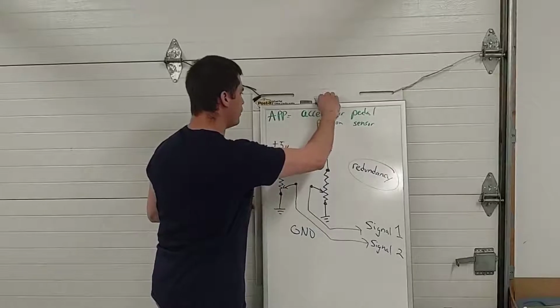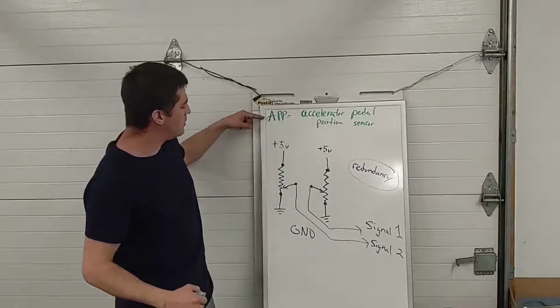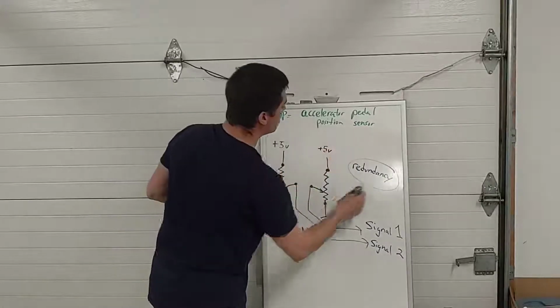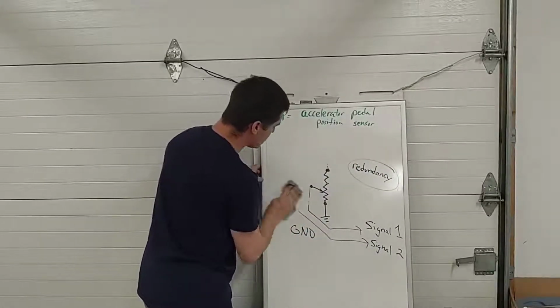Okay, so hopefully no questions on APP and TPS sensors. They're just basic potentiometers. A couple other quick things we should probably mention.